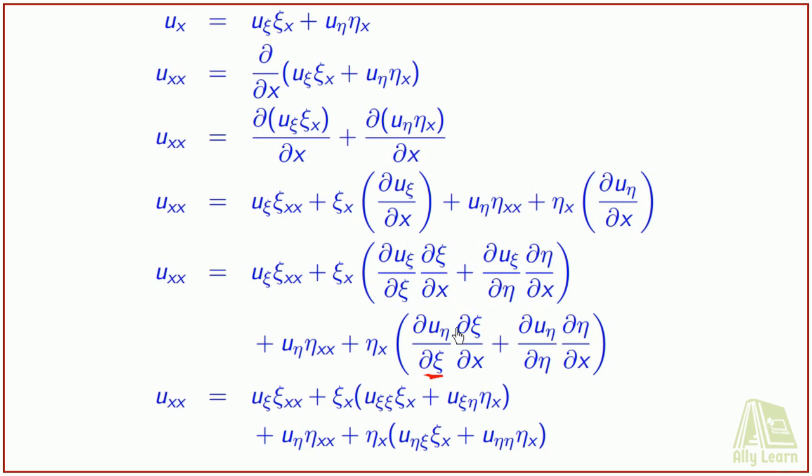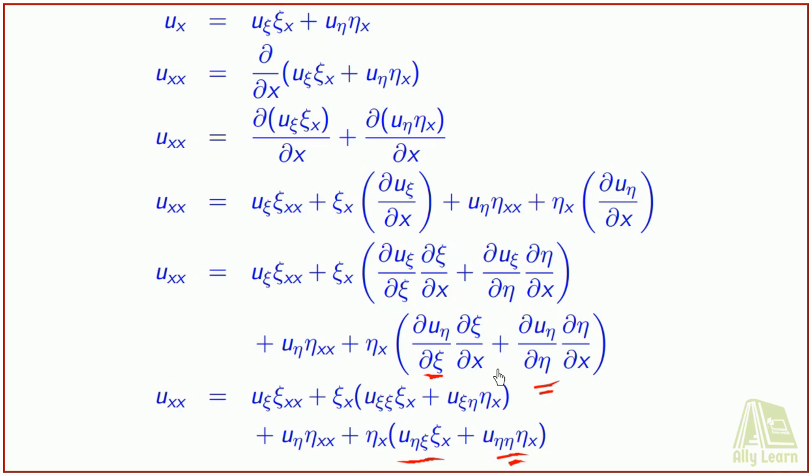When we partially differentiate u_η with respect to ξ, we get u_ηξ, and when we differentiate u_η again with respect to η, we get u_ηη. So this one gives this one, this one gives this one, the remaining terms are as they are. And now we write it in a simplified manner. What we do, we take ξ_x inside, η_x inside, do a bit of calculation so that we get a simplified expression of u_xx.